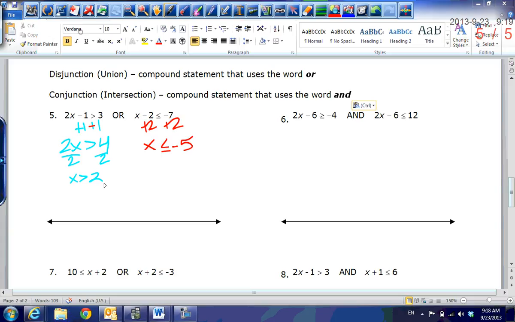All right, so if I want to graph these things, I'm going to look at negative 5. Look, there's negative 5. I'm going to look at positive 2. Oh, look, there's positive 2. And it says x has to be greater than 2. When we were graphing, what did the greater than symbol mean?